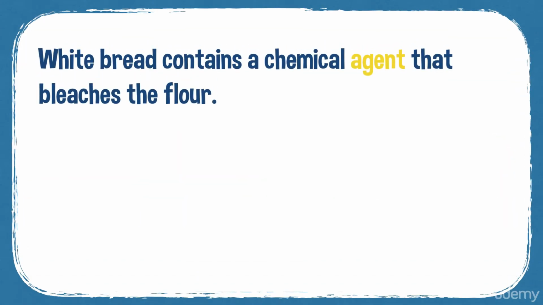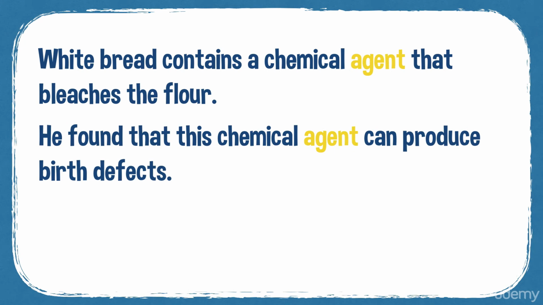Agent. A chemical that has a particular effect or is used for a particular purpose can be referred to as an agent, as a chemical agent or a biological agent, if it has a particular effect or a particular purpose. So, for example, white bread contains a chemical agent that bleaches the flour. It makes the flour white. It makes the bread white.